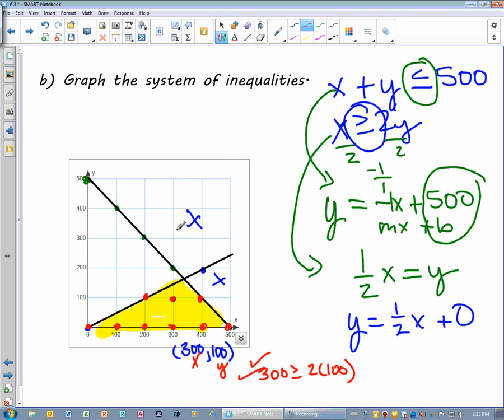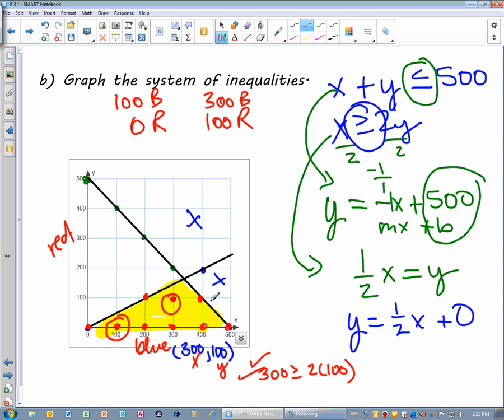So remember that X is blue, Y was red. So you could say 100 blue, right here, this ordered pair. I'm suggesting it. And 0 red. I could say this ordered pair, which is 300 blue and 100 red. I could suggest that ordered pair, which is 400 blue and 100 red. Okay, any of those will work.